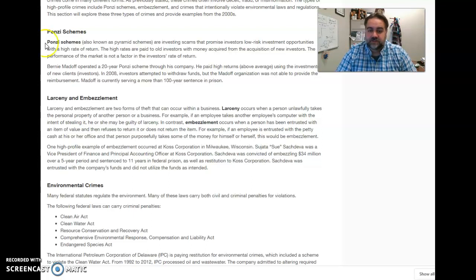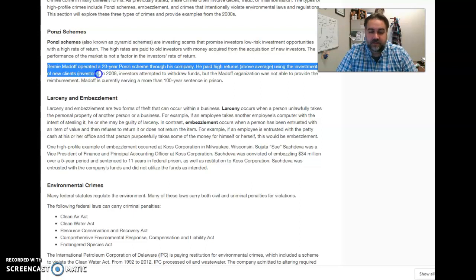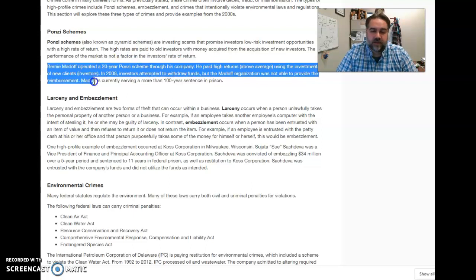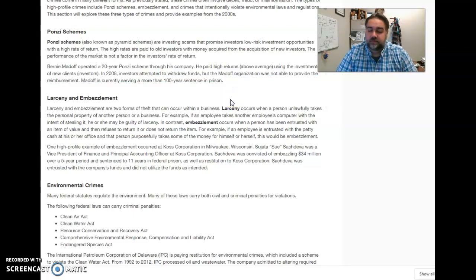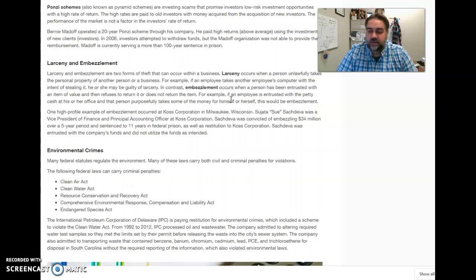And it actually mentions Bernie Madoff in the text. Bernie Madoff operated a 20-year Ponzi scheme throughout his company. He paid high returns using the investment's new clients' money. In 2008, investors attempted to withdraw funds, but Madoff's organization was not able to provide the reimbursement. Madoff is currently serving more than a 100-year prison sentence. So really, a really bad use of money and just a bad Ponzi scheme.